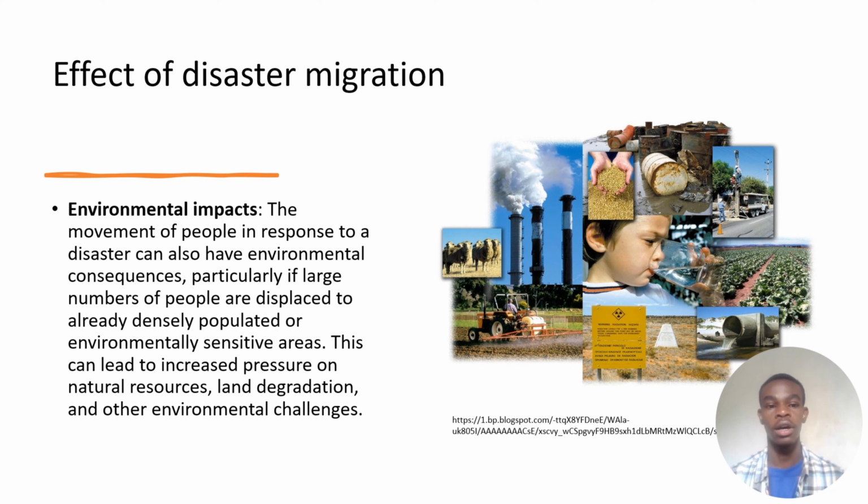Disaster migration can have environmental impact. The movement of people in response to a disaster can have environmental consequences, particularly if a large number of people are displaced to already densely populated or environmentally sensitive areas. This can lead to increased pressure on natural resources, land degradation, and other environmental challenges, like environmental degradation and biodiversity exploitation.